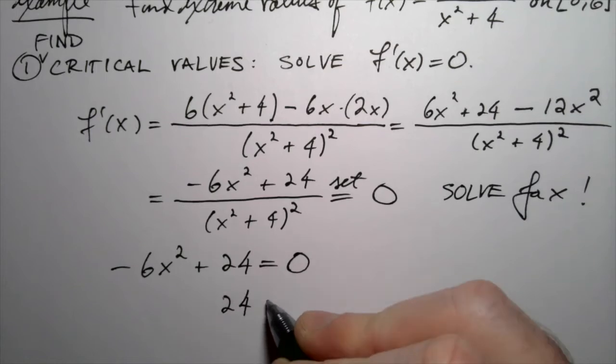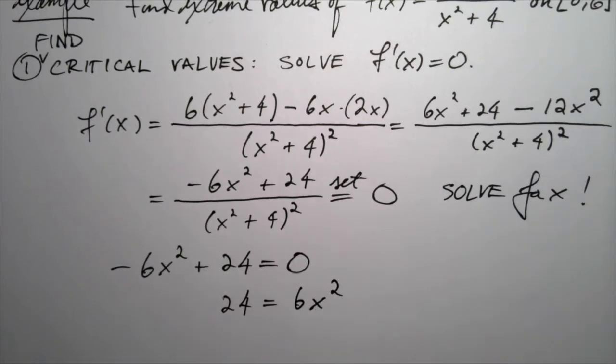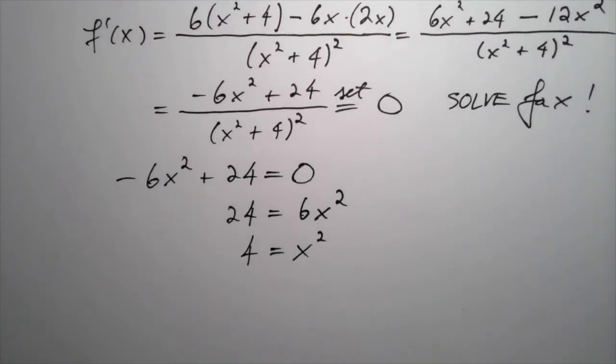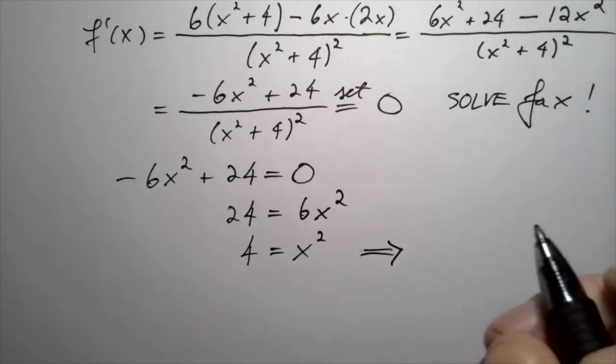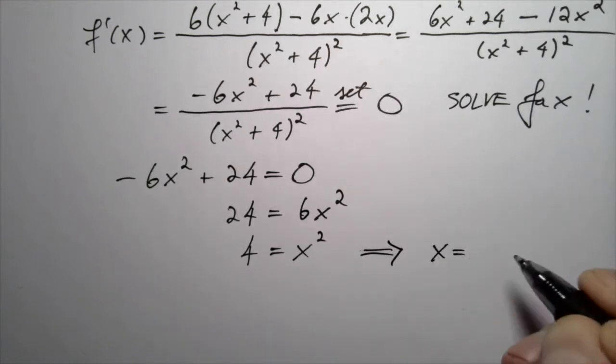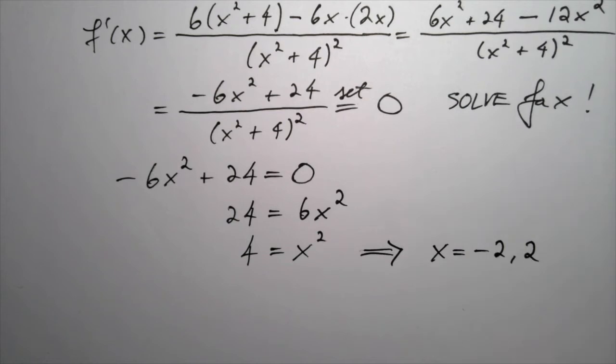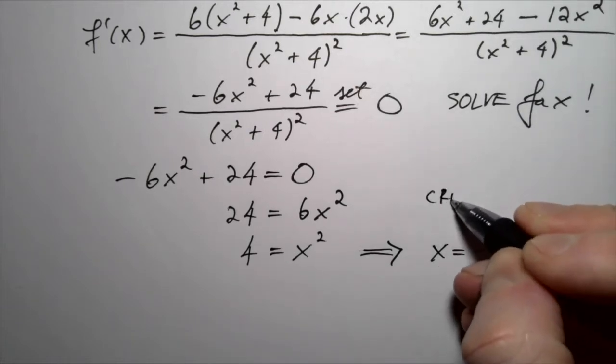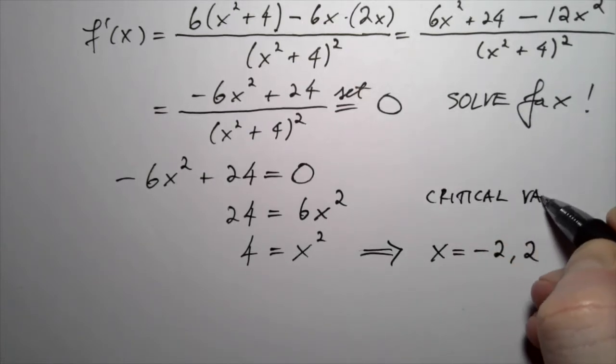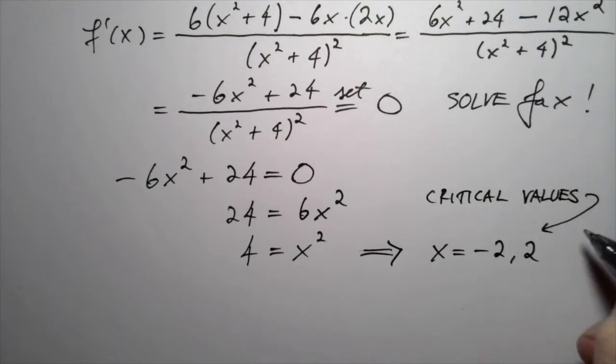So if we add 6x squared to both sides, we end up getting 24 equals 6x squared, moving it over to the right-hand side. Now let's divide both sides of the equation by 6. We get that 4 is equal to x squared. And so now we just need to find the x values whose square is 4. Well, that's minus 2 and 2. That's the square root of 4 and the opposite of the square root of 4. That's great. These are the critical values. Those are the x values where the derivative is 0, where the tangent line is horizontal.